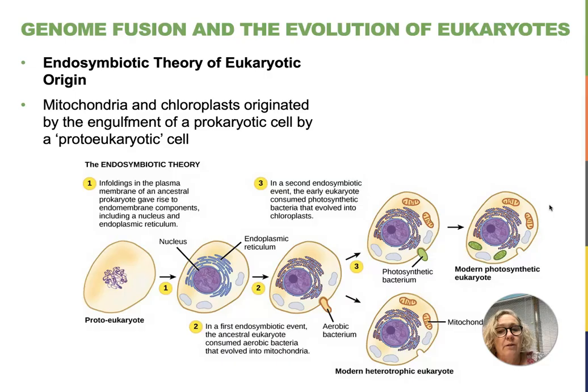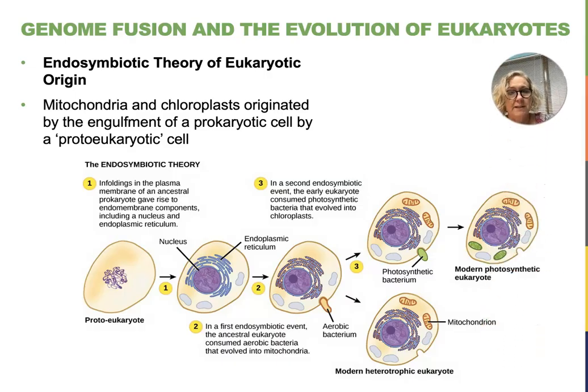Okay, now let's talk about how this would happen on an evolutionary basis, and this would be what we are referring to as genome fusion. So this is the endosymbiotic theory of eukaryotic origin. So how did simpler cells develop a mitochondria or a chloroplast? Mitochondria and chloroplasts originated by the engulfing.